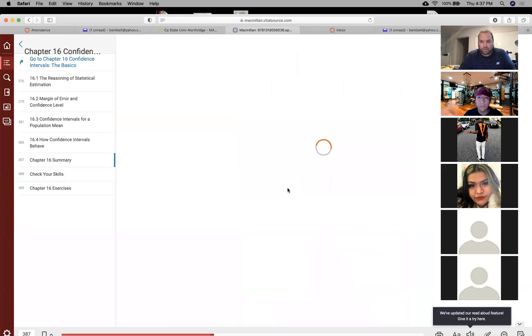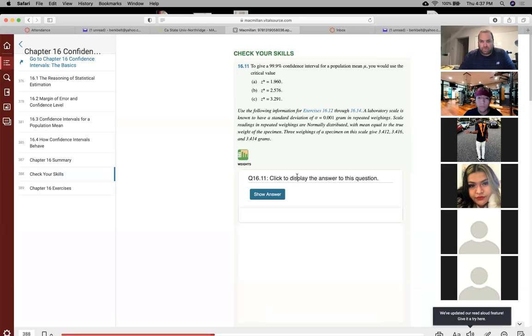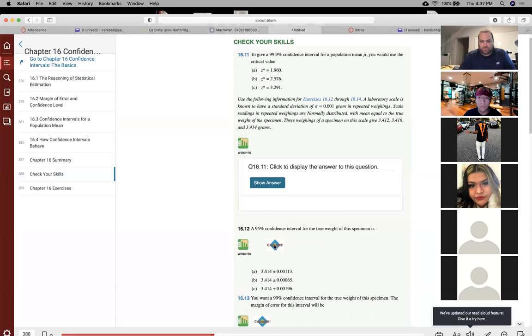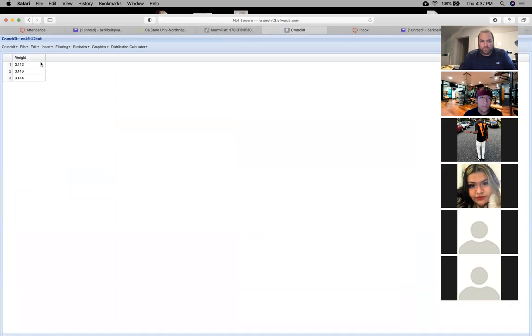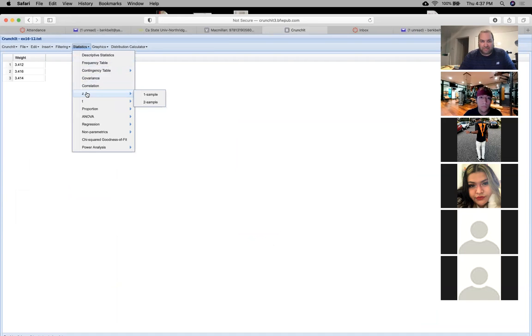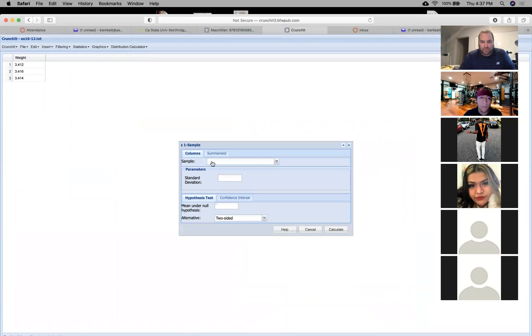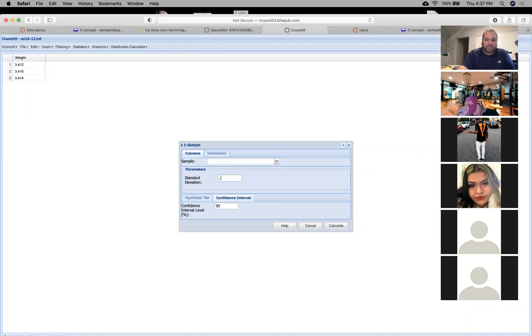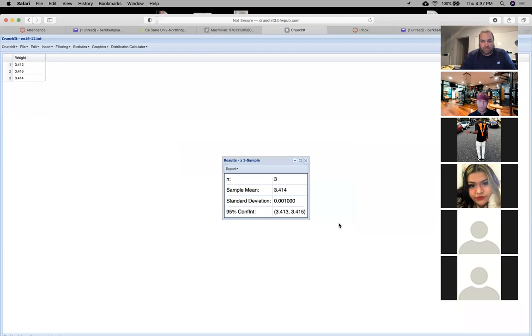So, where were we? Let's go back here and let's go to Crunch It. So they put in the three values. We go to statistics. We go to Z, it's one sample. We're looking for a confidence interval, and we're looking for a 95% confidence interval. We do have to provide sigma, 0.001. The sample is the weight sample, so we plug that in too, and we calculate, and it gives me 3.4... Oh, that's what you gave me in your message, 3.413 to 3.415. So does that make sense?